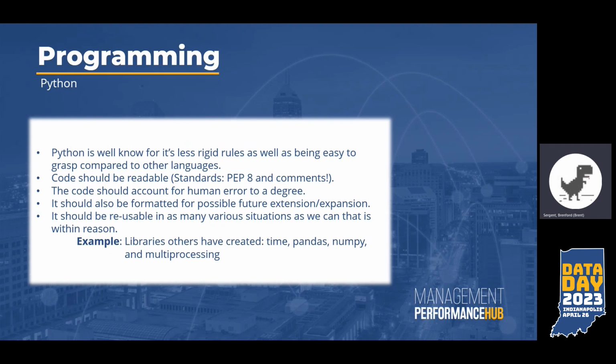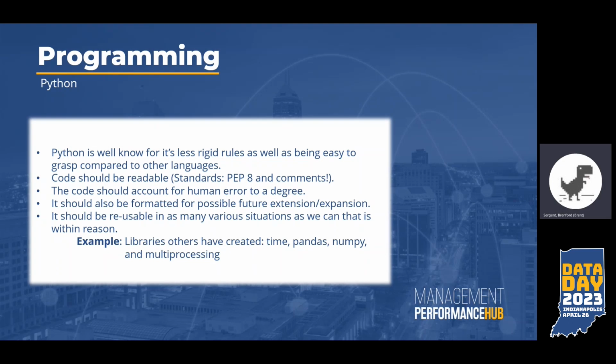This product's environment includes the following libraries which were made with that purpose in mind. Time, which is a library which has a function that allows you to delay processing for a given period of time. Pandas, which is very good for structuring data frames. NumPy, which is good for statistical calculations. And finally, multiprocessing, which allows you to perform multiple calculations at once.